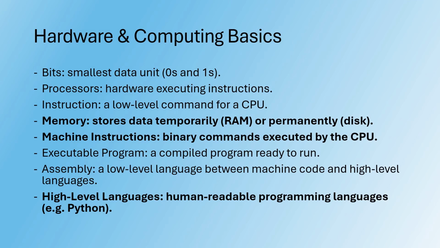Hardware and computing basics. Memory stores data temporarily, such as RAM, or permanently in a disk. Machine instructions are binary commands that are executed by the CPU or the chip. And high-level languages are human-readable programming languages. An example, Python. Bits are the smallest data units, you'll see them as zeros and ones. Processors are hardware executing instructions. Instruction is a low-level command for a CPU. An executable program is a compiled program that is ready to run already. And assembly is a low-level language between machine code and high-level languages.